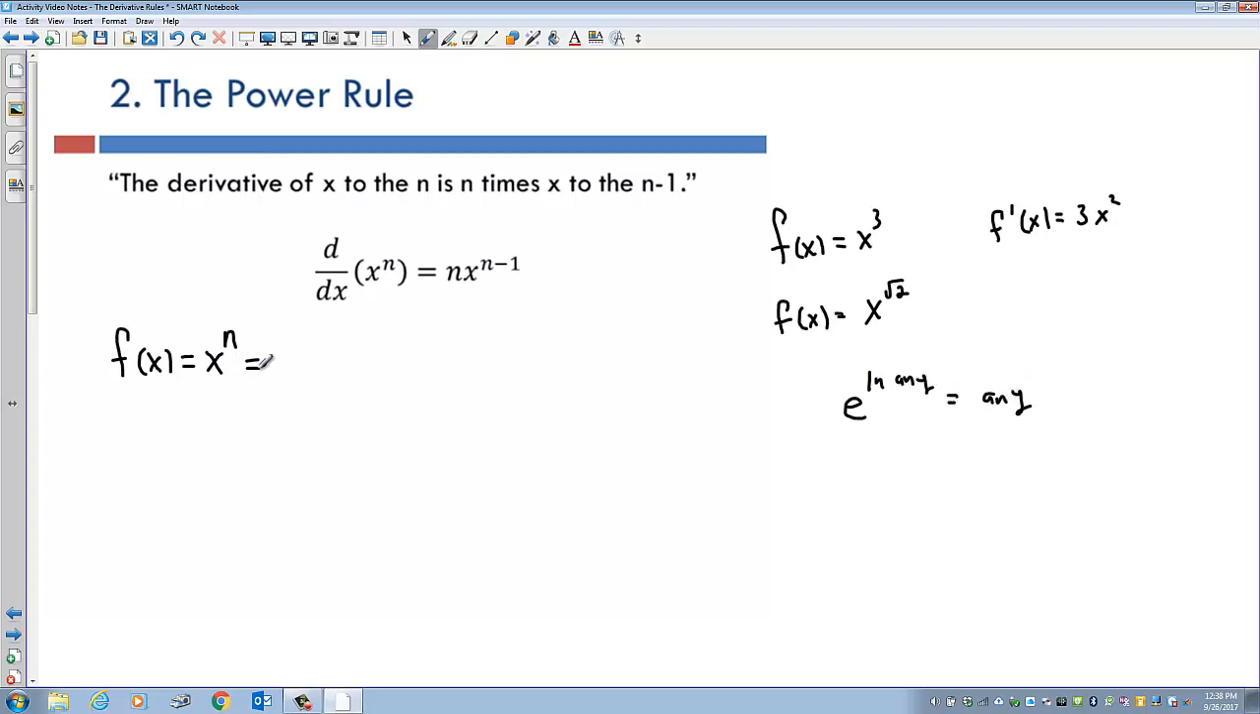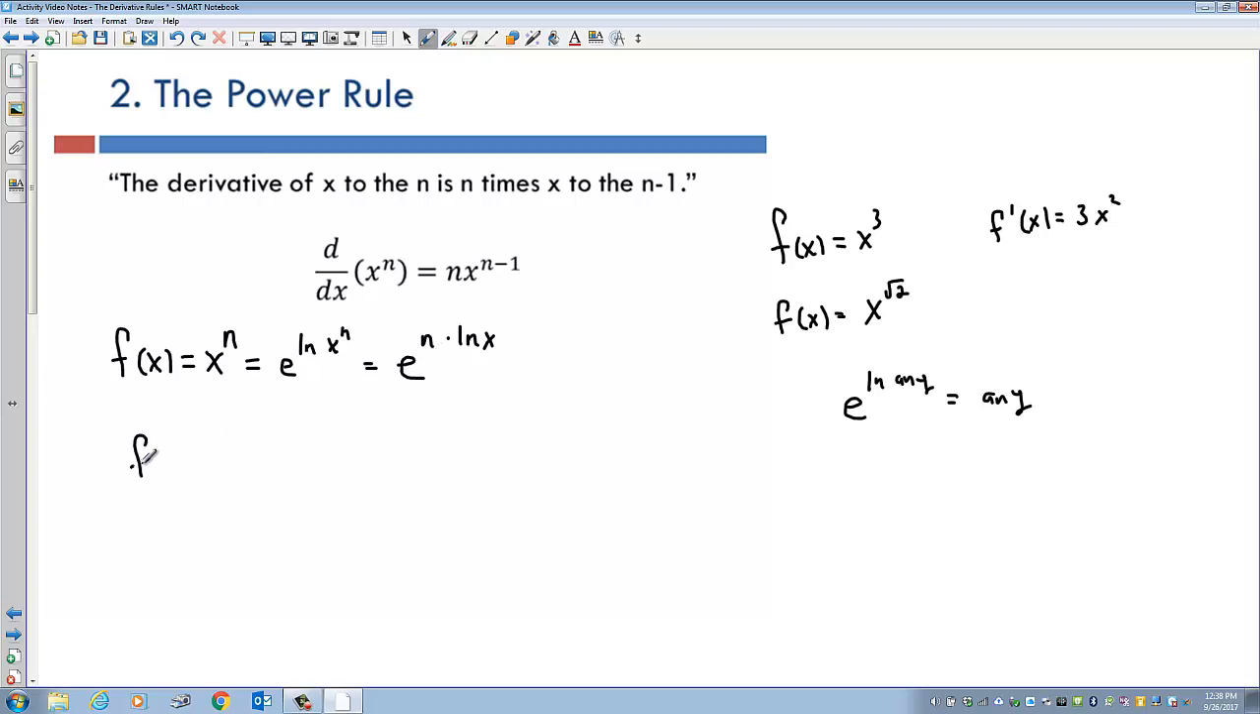And so we can rewrite this as e to the ln of x to the n. And of course, that power can come down in front. That's a property of ln. So this is really e to the n times ln of x. And then what we can do is we can take a derivative of this. And so as long as we believe the natural rules and the chain rule, as long as we know how to show those, we'll get this one for free, basically.